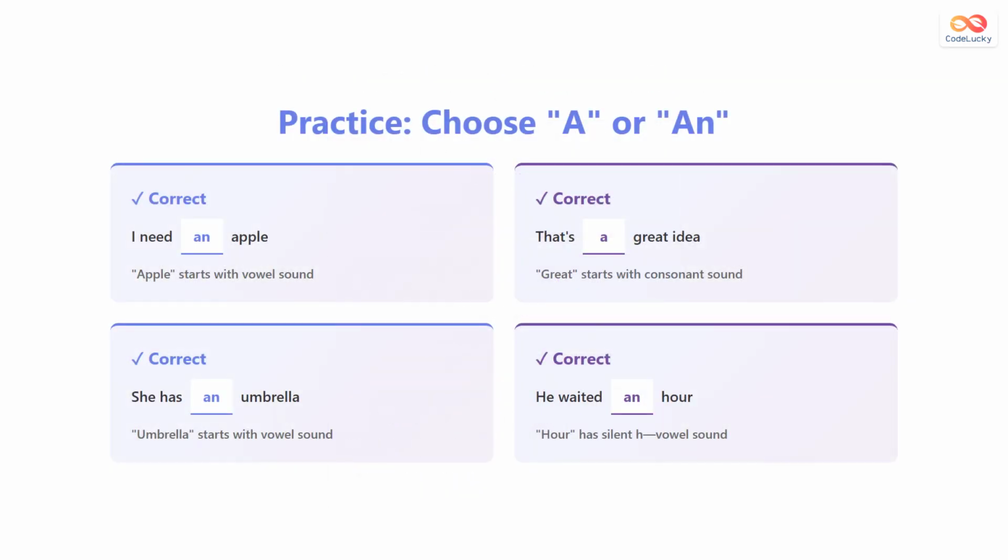Now let us practice together. The first sentence is: I need an apple. This is correct because apple starts with a vowel sound. The second sentence is: that is a great idea. This is correct because great starts with a consonant sound. The third sentence is: she has an umbrella. This is correct because umbrella starts with a vowel sound. The fourth sentence is: he waited an hour. This is correct because even though hour starts with H, the H is silent, so it sounds like a vowel. Great job if you got these all correct.